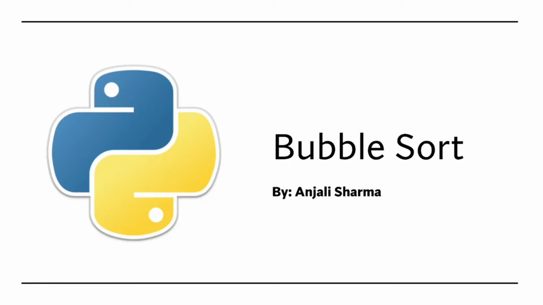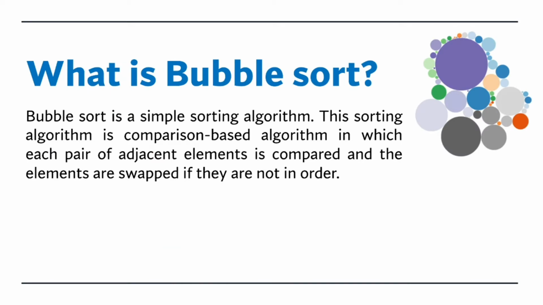We were looking at sorting with the help of Python, and in this video we are going to look at the bubble sort. So first of all, what is bubble sort? Bubble sort is a very simple sorting algorithm, and this is also a category of comparison based algorithm in which each pair of adjacent elements is compared and the elements are swapped if they are not in order, or if they are not sorted, right?